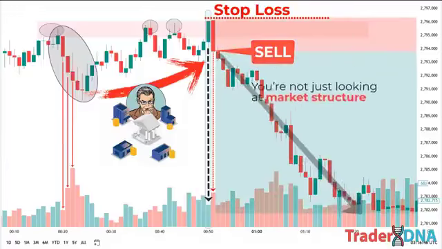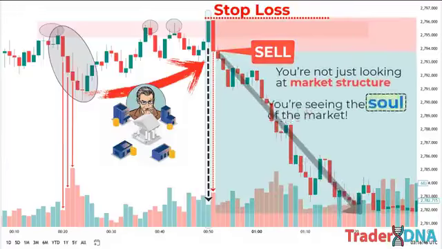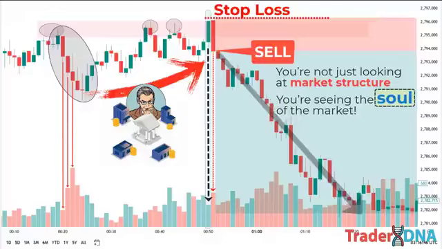You're not just looking at market structure, you're seeing the soul of the market. You're reading its energy, its motives, its psychology. And you know what that means. You're now a market analyst.